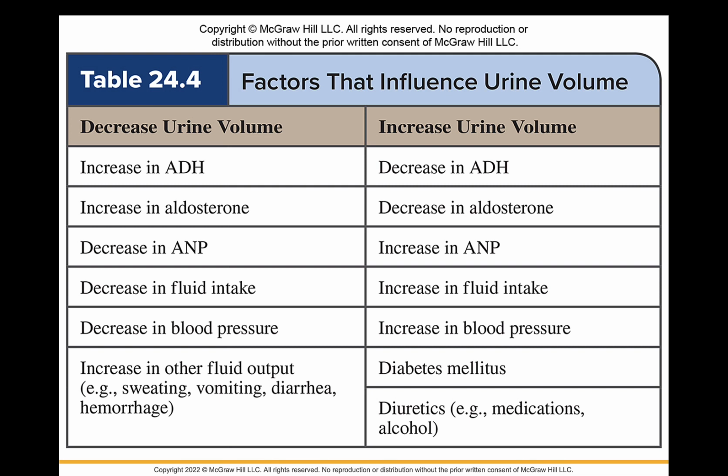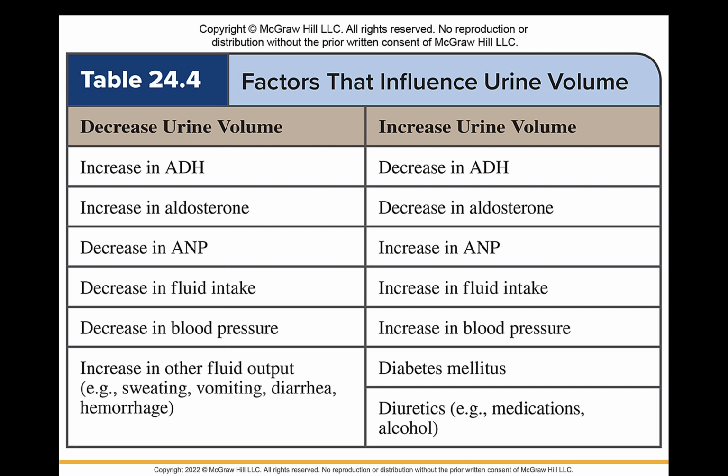Here we are looking at factors that influence the volume of urine. Factors that are going to decrease urine volume will be an increase in the hormone ADH, an increase in the hormone aldosterone, a decrease in the hormone ANP, a decrease in fluid intake, a decrease in blood pressure, and an increase in other fluid output. Examples would be sweating, vomiting, diarrhea, or hemorrhage.